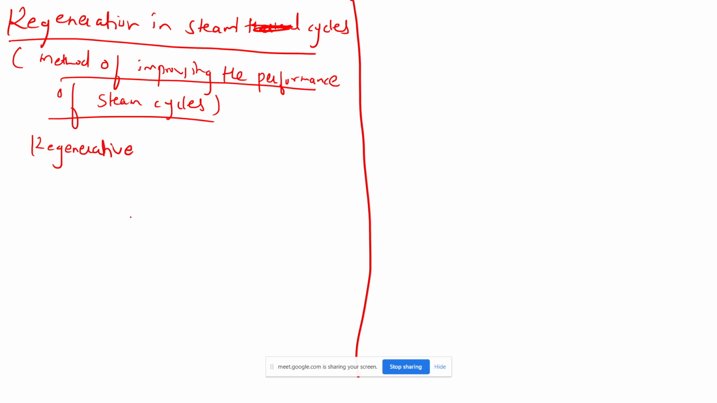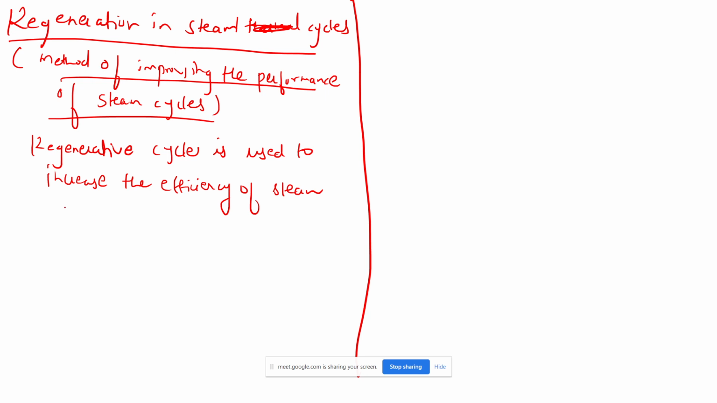So the quality of the steam which is entering the boiler, we are improving that, so that less heat needs to be supplied, and heat supplied can be reduced. Okay, so wait, I'll write the point. Regenerative cycle is used to increase the efficiency of steam cycles by exchanging.